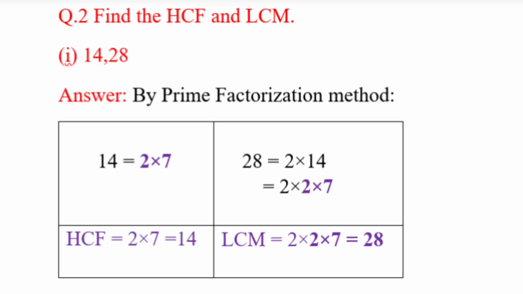Question number 2, find the HCF and LCM. As we have solved many sums like this, by prime factorization method we will choose the common factors and their product for HCF, and the product of common and uncommon factors both is the LCM. Hence HCF is equal to 2 into 7, that is 14, and LCM is equal to 2 into 2 into 7, which is equal to 28. So HCF for 14 and 28 is 14 and LCM is 28.